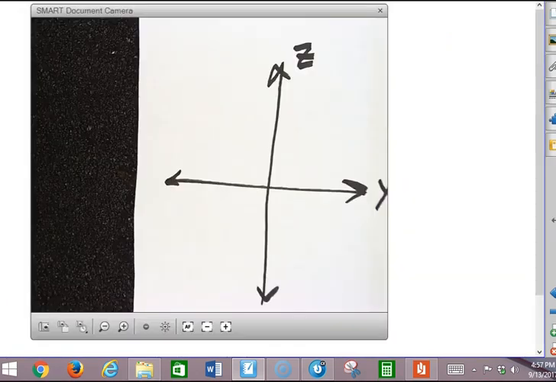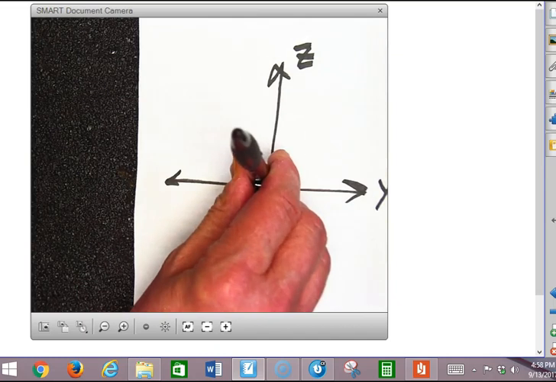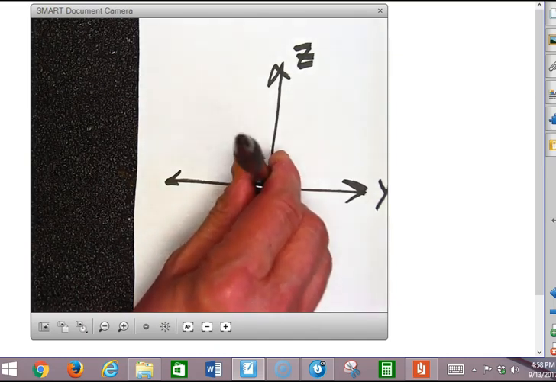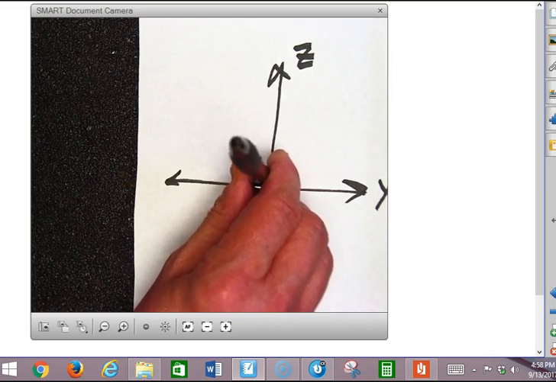So imagine y and z are flat against the paper, and here's vector x sticking straight out from the paper. So that's what you have to picture, is that the x-axis is actually sticking straight out from the paper and back into the paper.